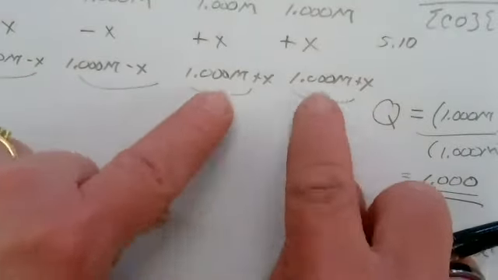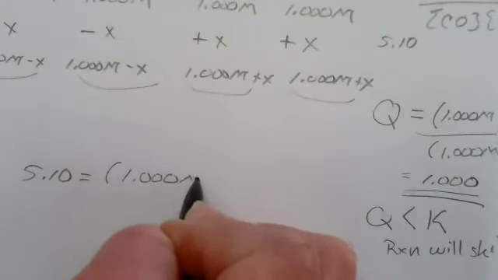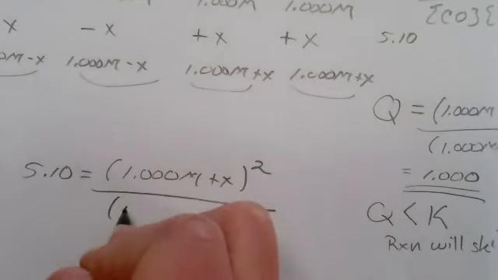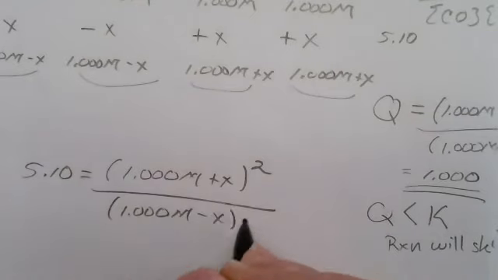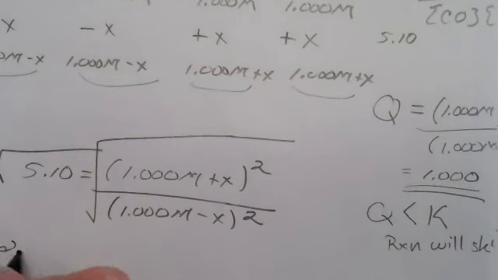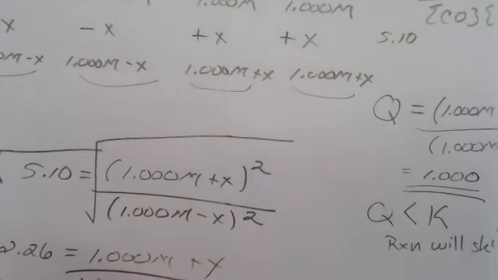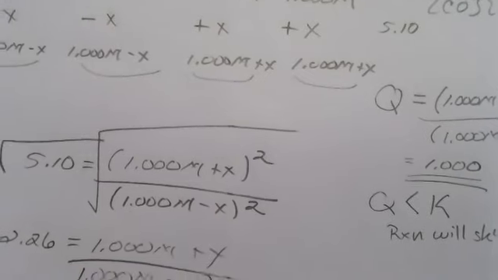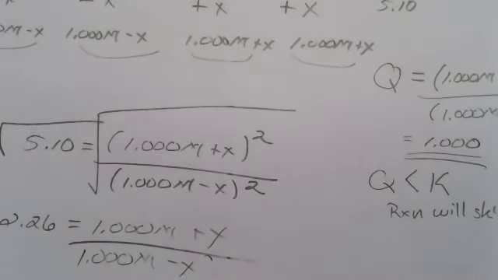And you know what? I see that these are both the same expressions, so I'm just going to square them. Same with these. We can take the square root of both sides. This will be 2.26 equals 1 plus x over 1 minus x. I'd multiply both sides by the 1 minus x, distribute, and then we find our x value, which here is 0.387.